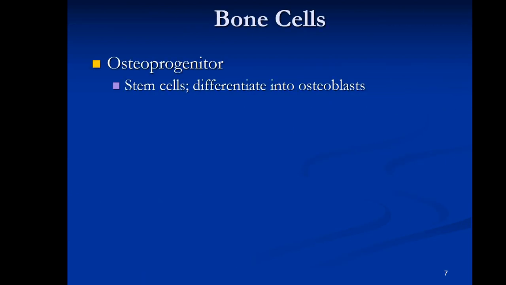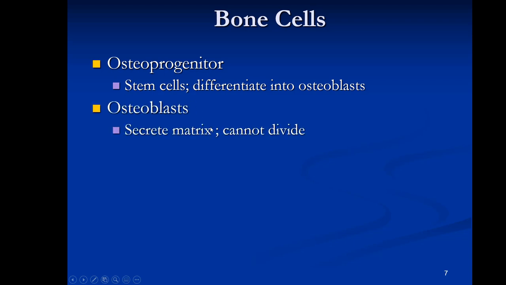Bone cells are really important for the health of bones. So there's 4 different types of bone cells. So osteoprogenitor cells are the stem cells. These are the cells that divide and differentiate, or become other cells. So what's going to happen is these stem cells called osteoprogenitor cells are going to undergo cell division, and they're going to turn into these other cells called osteoblasts.